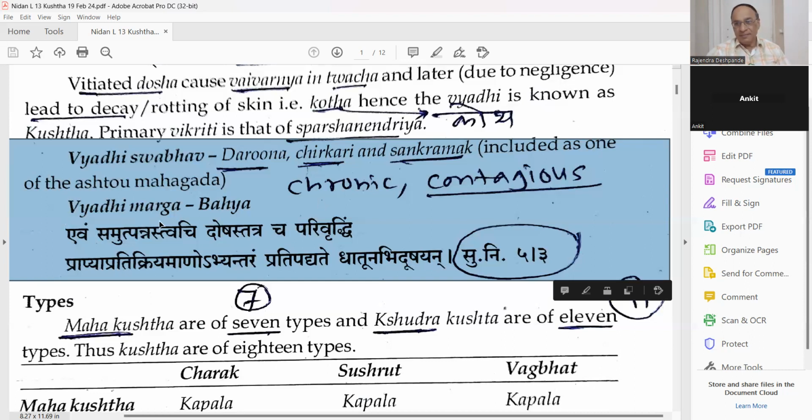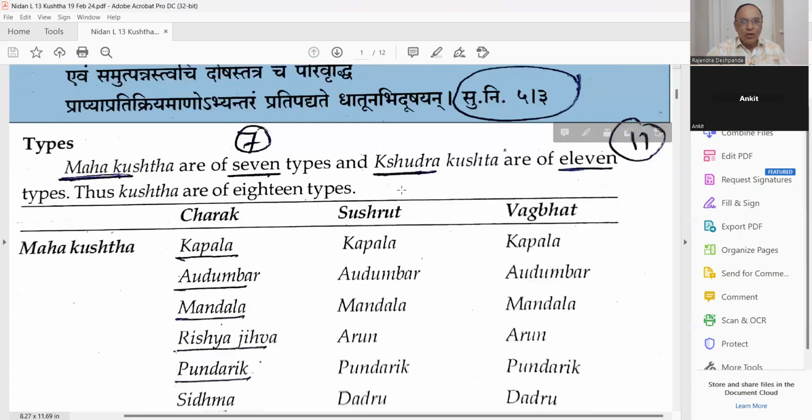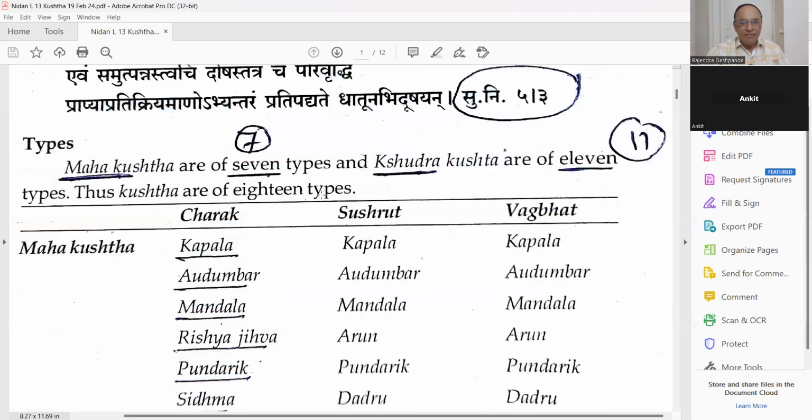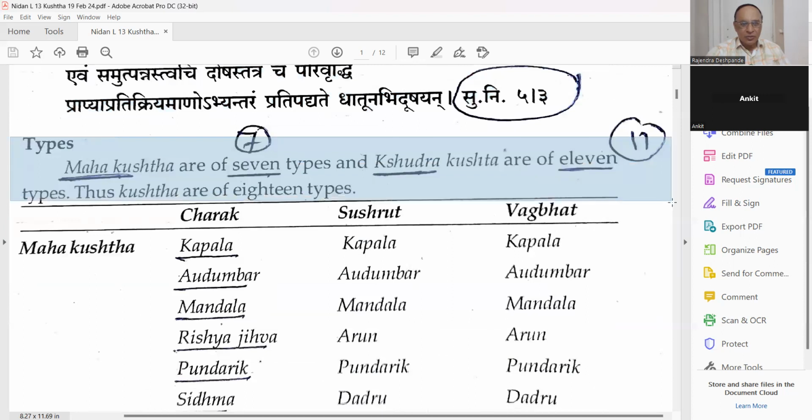Vyadhi Marga. 3 Vyadhi Marga, you remember? One is Abhyantara Marga, Bahya Marga, and then third is Marmasthi. That means very serious. So this is Bahya Marga, related with the skin or Rakta Dhatu. Okay. Now we will go for types. Mainly 2 types. I request all of you to write down these 2 types. One is Mahakushtha and another is Kshudra Kushtha. Very important.